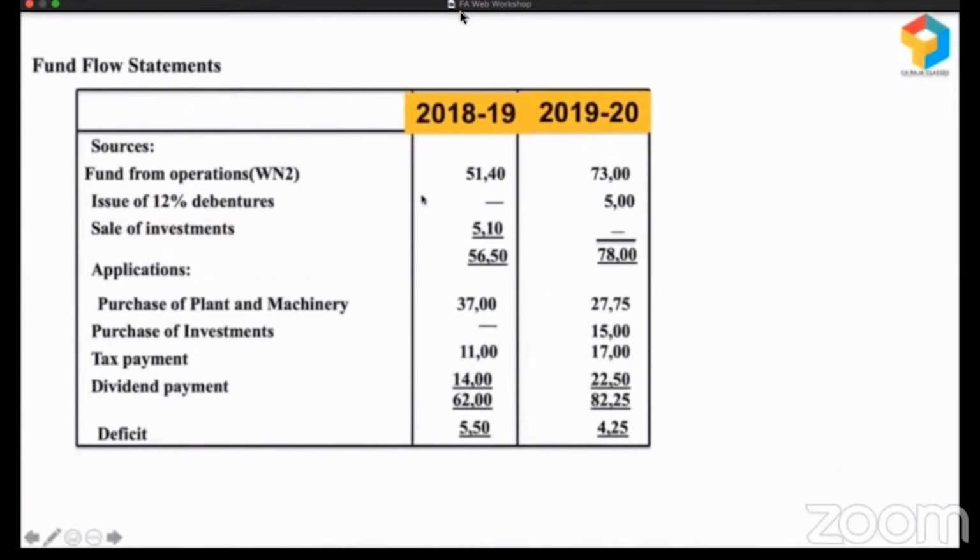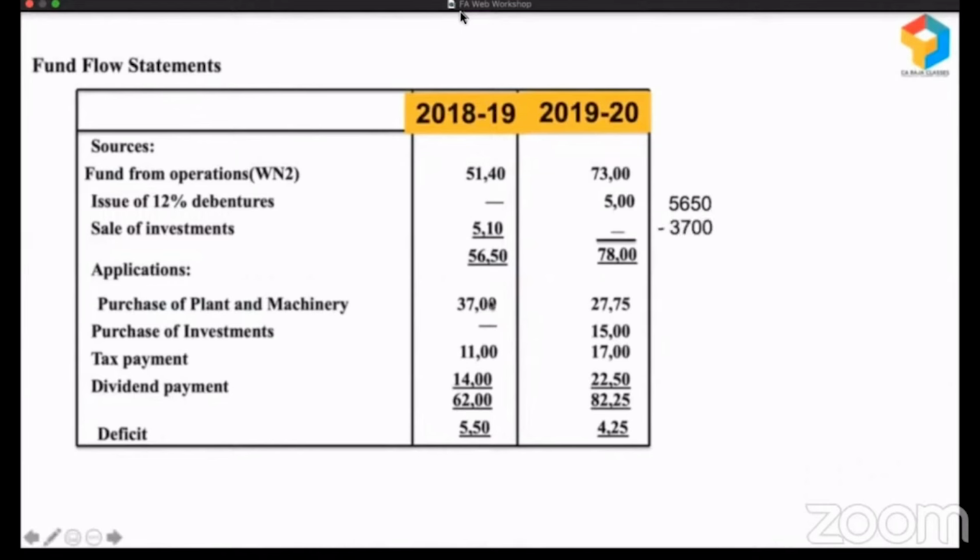Okay, look, in 2018-19 they had long-term sources from operations and by selling investment of 5,650, and these are all their long-term uses. They purchased plant and machinery, they paid taxes, they paid dividend. So 5,650 was the source, 6,200 was the use, there was a deficit of 550. Let's analyze this. So what is the total source? It is this 5,650.